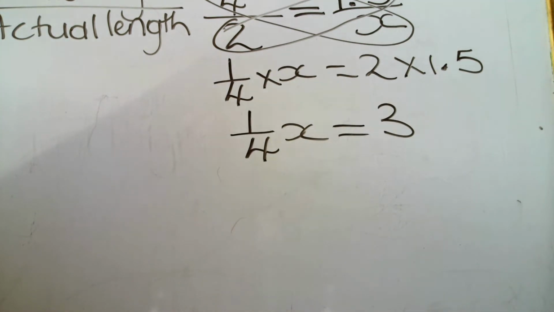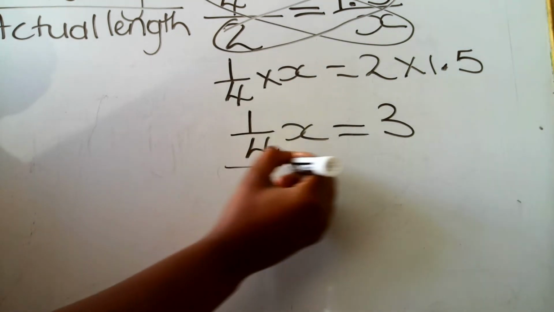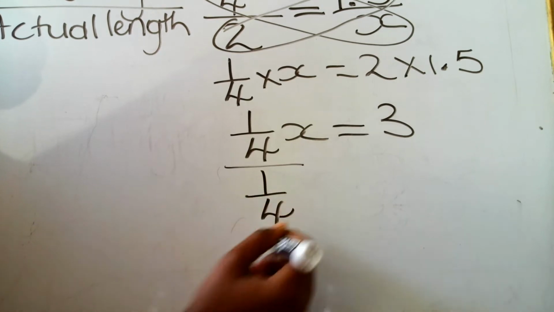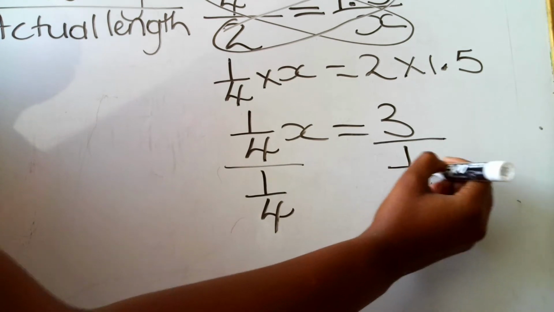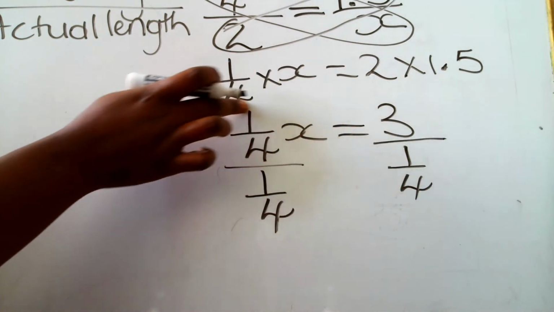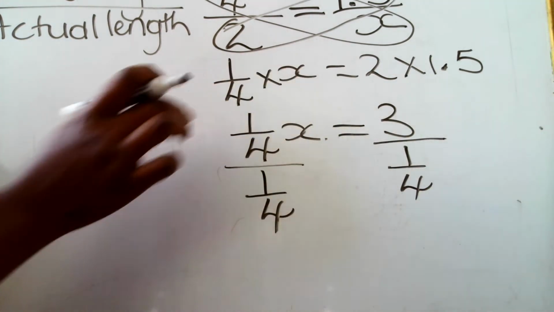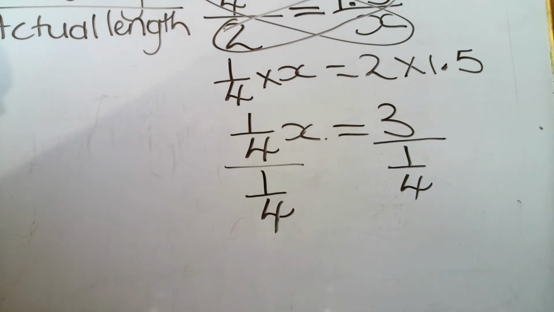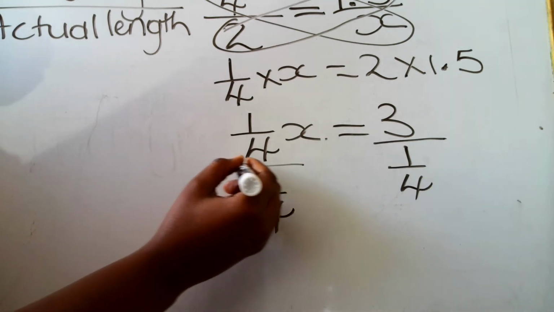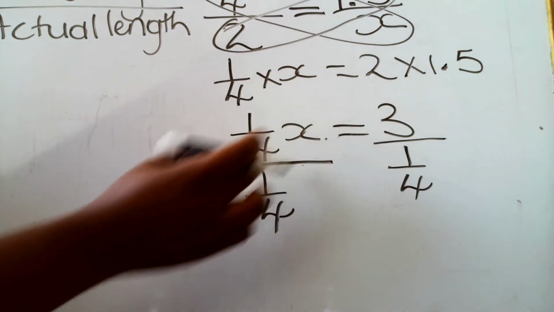Remember, I said you always divide by the coefficient of x, or the coefficient of the unknown, once the coefficient is not 1. So we have to divide by 1/4. Anything you do to one side, you have to do to the other side. So also divide 3 by 1/4. This fraction here is saying 1/4 x divided by 1/4.